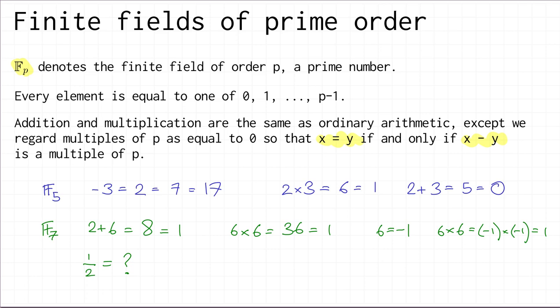And if we just try out a few multiplications, what you'll find is that 2 times 4, well, that is equal to 8. And in the field with 7 elements, in F7, 8 is equal to 1. So 2 times 4 is equal to 1, and therefore 1 over 2 is equal to 4. Okay, remember, in the finite field Fp, every element must be one of 0, 1, 2, 3, up to p minus 1. So if we have this element 1 divided by 2, the multiplicative inverse of 2, that's got to be one of the numbers 0, 1, 2, 3, 4, 5, 6. And in fact, in this case, it turns out to be equal to 4.